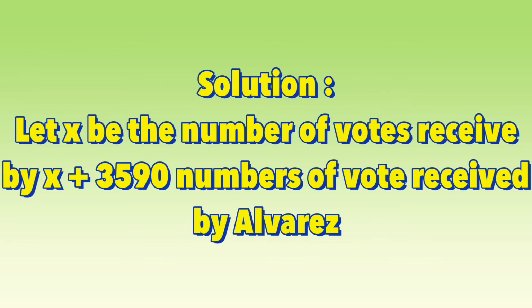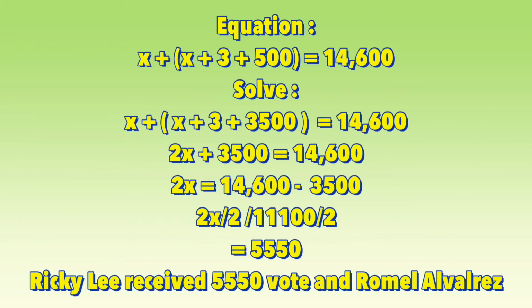X plus 3,500 because Romel Alvarez received more than 3,500. Next, we're going to make an equation. Since the total is 14,600 cast in all, we're going to add: X plus 3,500 equals 14,600. And then that's our equation.